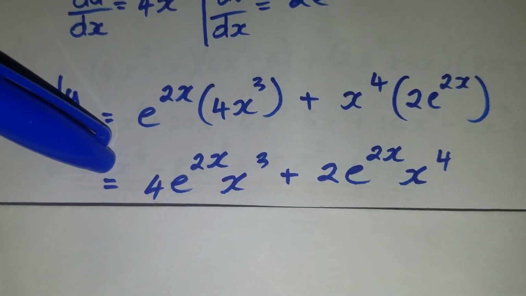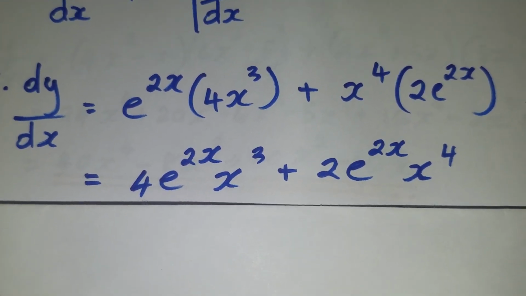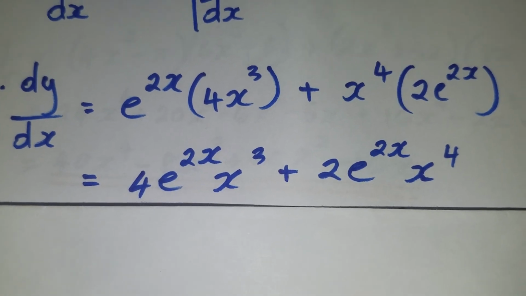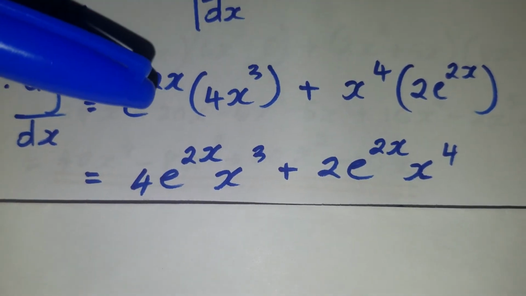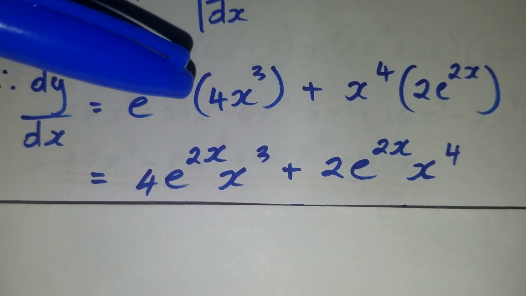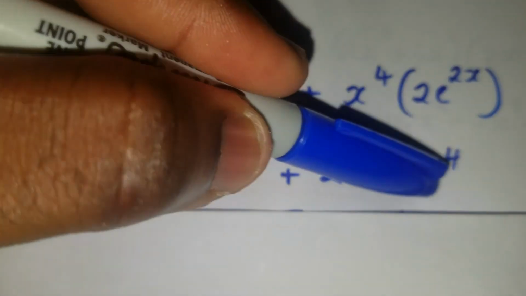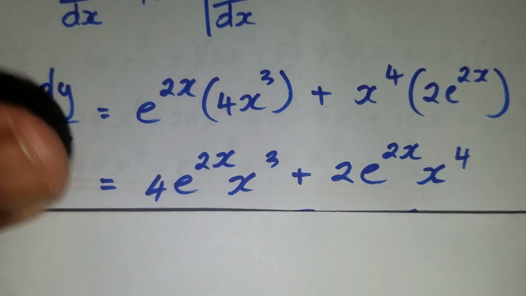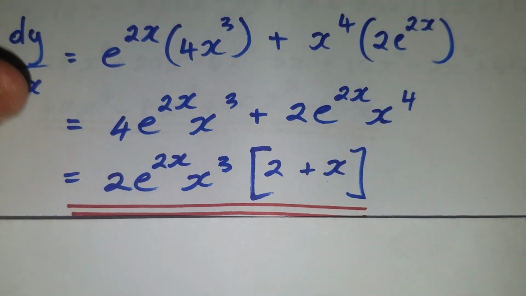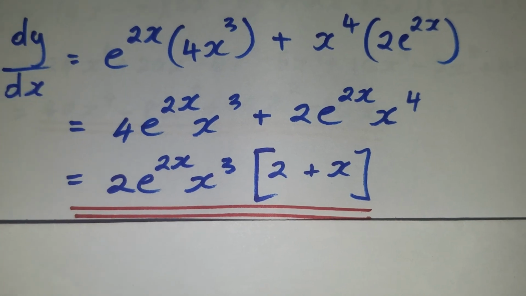We could leave it right here if we want, but I can take another step further by factoring out 2. 2 is a common term. We can also factor out e to the 2x, because e to the 2x is a common term. And we can also factor out x cubed, because x cubed is a common term. So when we factor out all of those, we are left with this as our differential. However, if you wanted to leave it at this stage, you could have.